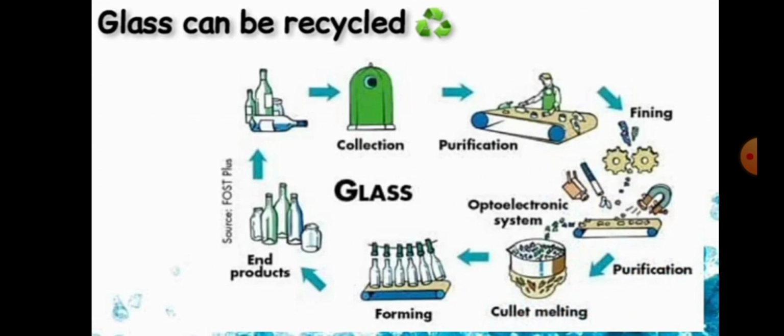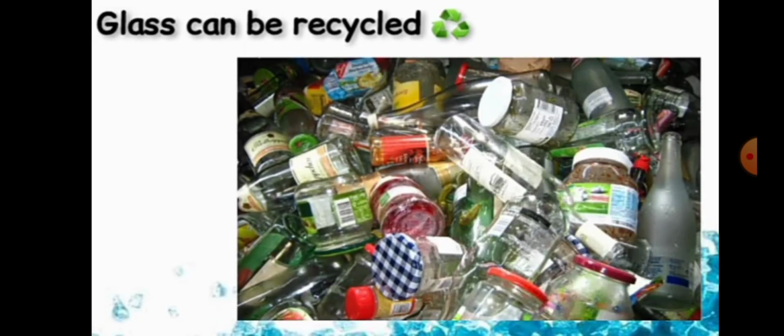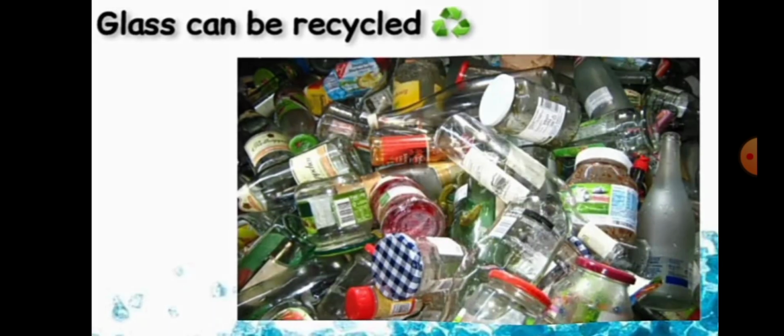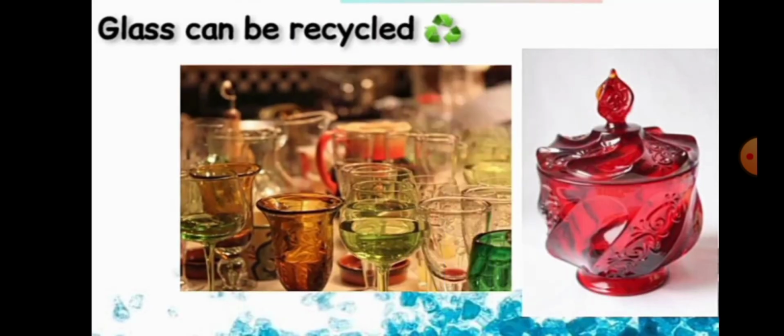So, next time you throw away a glass bottle, you should think twice. Instead of throwing it out, you can give it for recycling. So, glass is a very valuable substance. Once it is recycled, it becomes as good as new. And some decorative articles, some glasses, and some jars, glass plates, etc., can be made from this recycled glass.